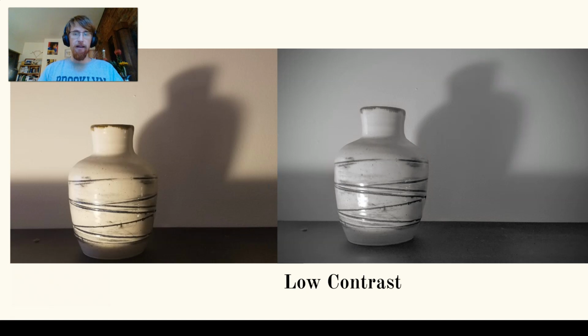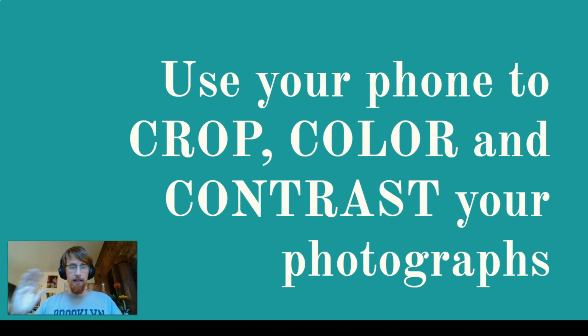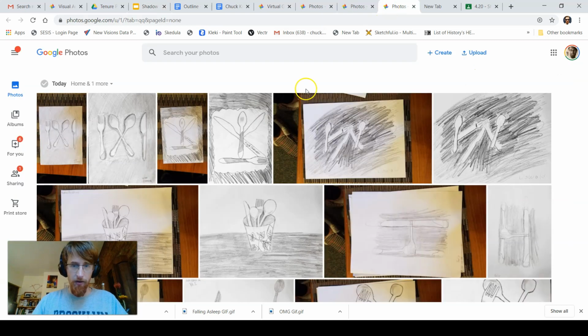So those are my 3 C's. You can either use your phone's software to go through these 3 C's of crop, color, and contrast, or you can use Google Photos, which I like to use just because that's where I store all of my photographs anyways. There are also a few other online programs that we might get into later on, but for now, just keep it simple. So I'm going to quickly show you how I use Google Photos.